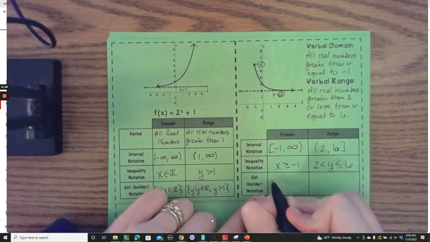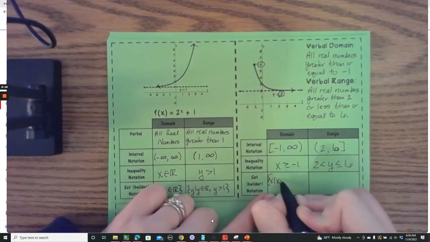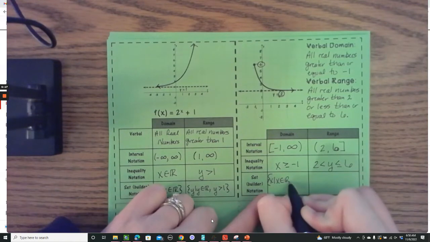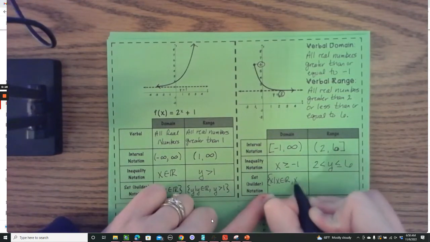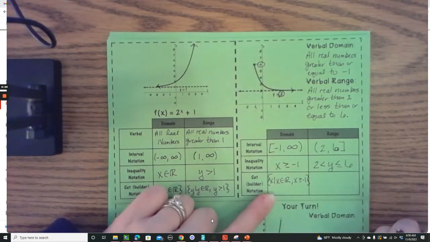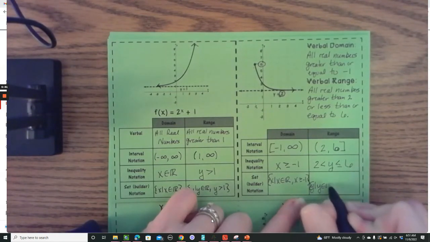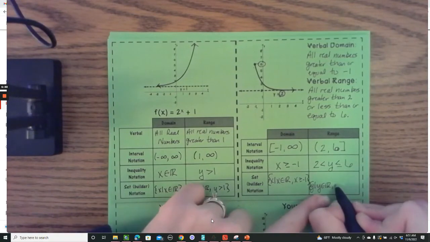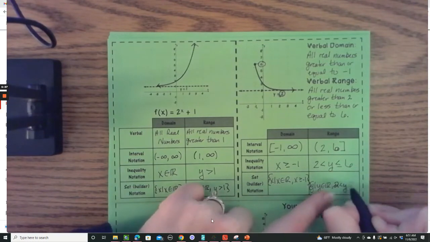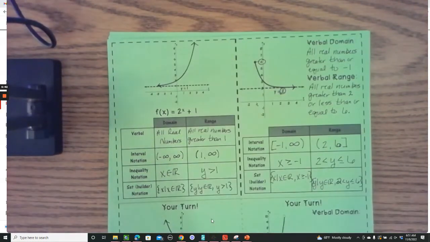And then in set notation, x is a member of the set of all real numbers where x is greater than or equal to negative 1. And then y is a member of the set of all real numbers where 2 is less than y is less than or equal to 6.